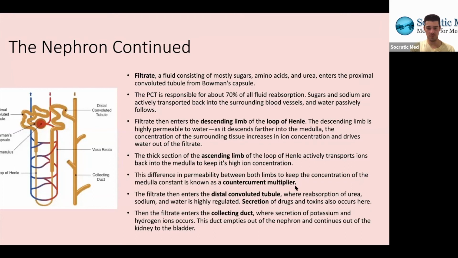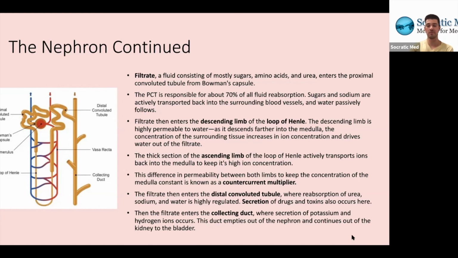Okay, so we said the filtrate enters the distal convoluted tubule, where reabsorption of urea and sodium occurs. Secretion of drugs and toxins also occurs in the distal convoluted tubule, remember? And then the filtrate enters the collecting duct, which is basically the last stop of the nephron. That's where the secretion of potassium and hydrogen ions occurs. We'll talk a little bit later about the regulation of hydrogen secretion, and also about water flow in and out of the collecting duct. The duct empties out of the nephron and continues out of the kidney to the bladder.